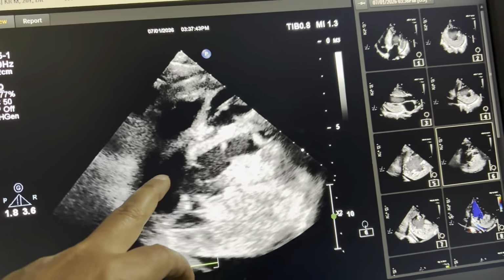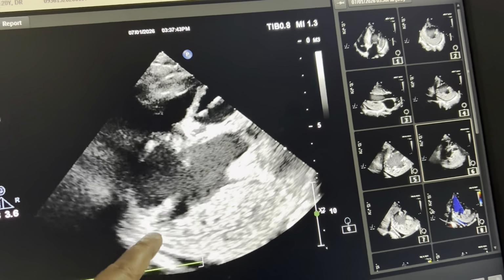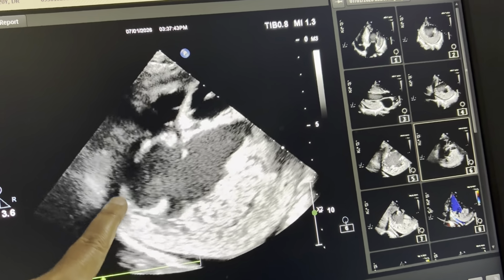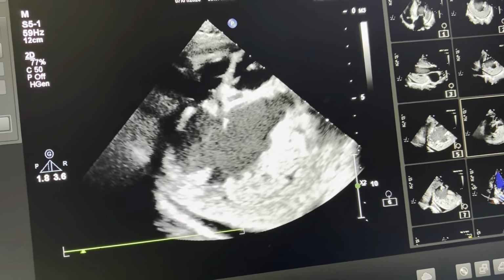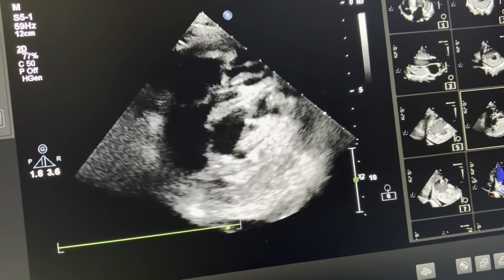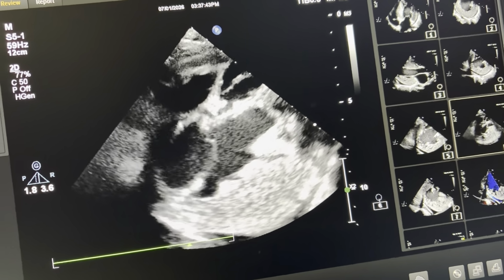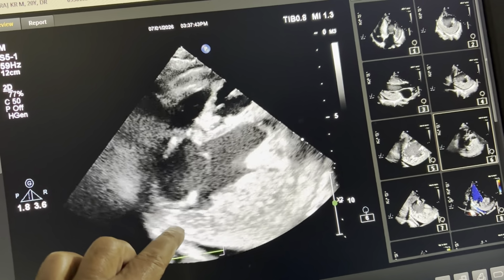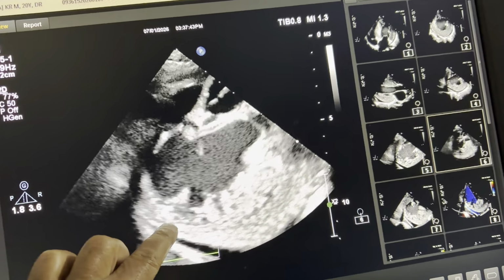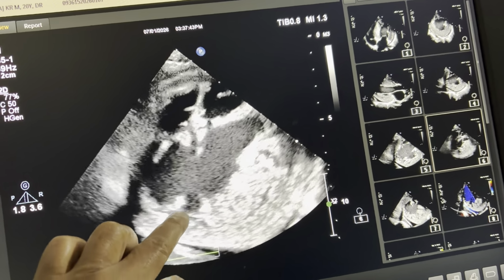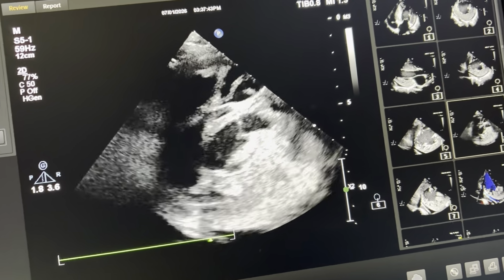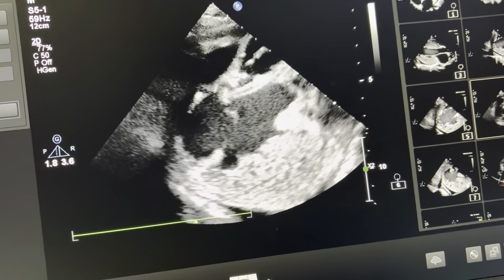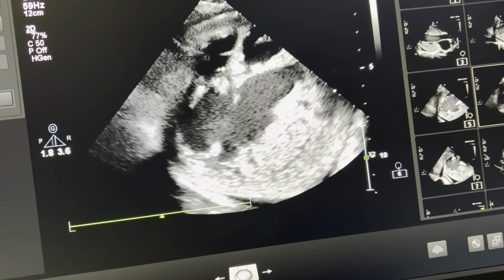You see again the same thing. There are lots of muscular bands and a very thin compact wall. Ratio-wise, if the non-compact portion is more than 2 times the compact portion, then it is called non-compaction cardiomyopathy. But in this case, the compact portion is very, very small, and the whole portion is non-compacted, even a 3:1 ratio. Three portions are non-compacted, the spongy portion, and one portion is compact.